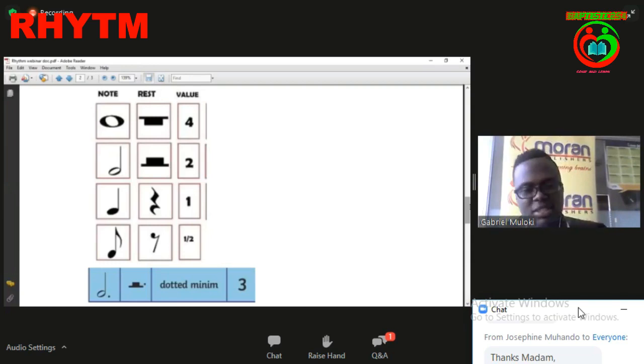Remember, the rest also carries the same value as the original note. It's only that in the rest it's a silence. So if you have a minim rest, you are silent for 2 counts. You have a crotchet rest, you are silent for 1 count. You have a quaver rest, you are silent for half a count. You have a dotted minim rest, you are silent for 3 counts.